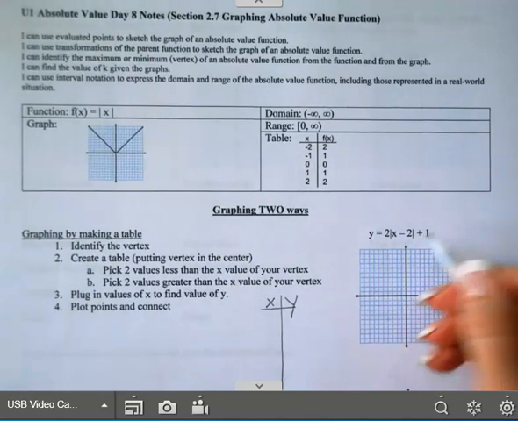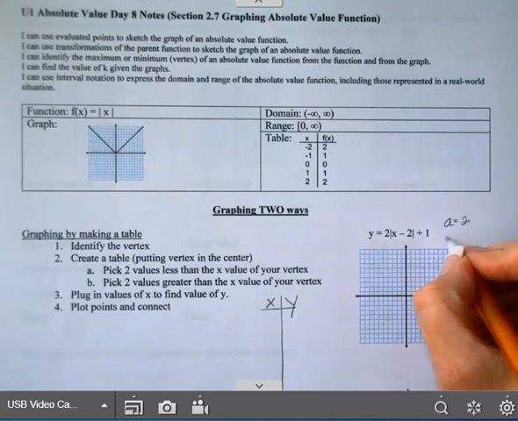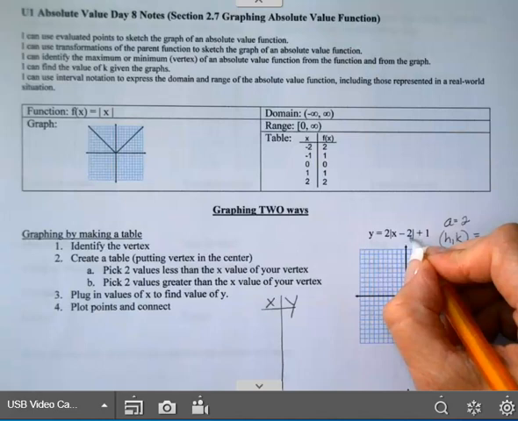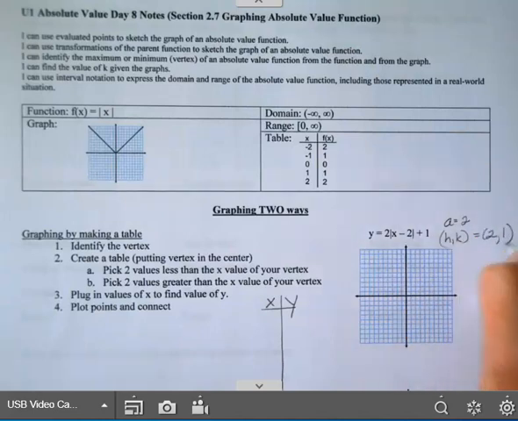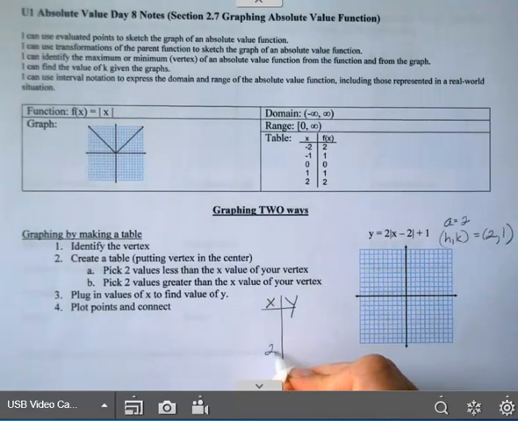So let's go ahead and just write our A, H, and K down. So A is 2, and our vertex H, K, remember we have to do an opposite, it's x minus h, so h is positive 2, and k is the value listed there, so it's 1. So I'm going to put my vertex in the center of my table, so it's 2, 1.